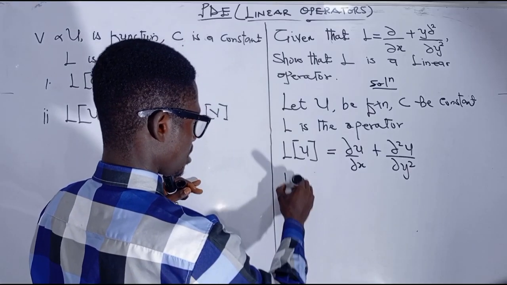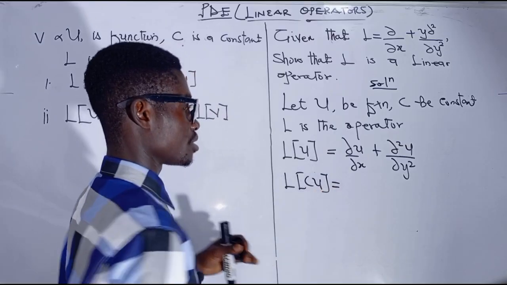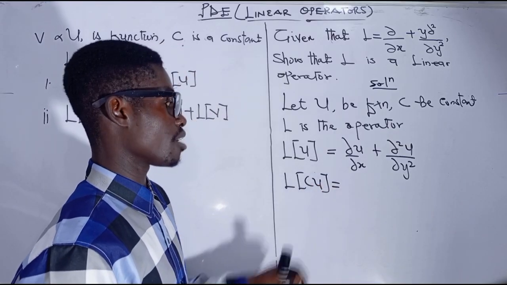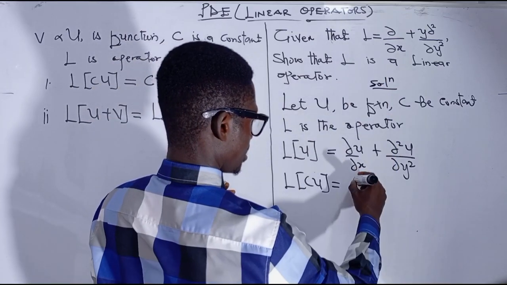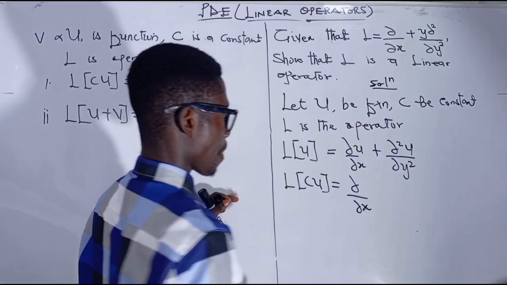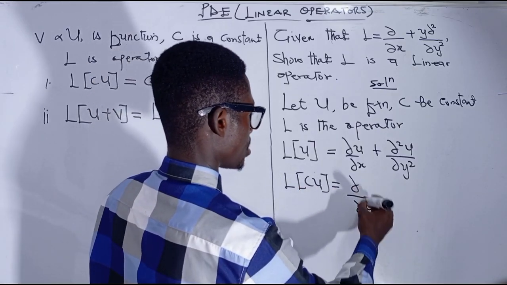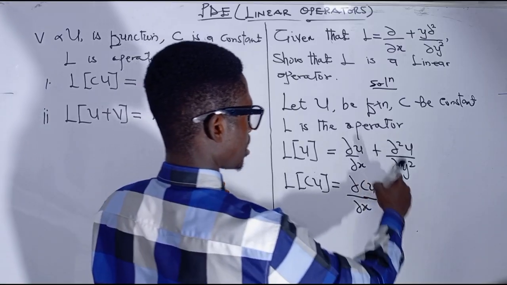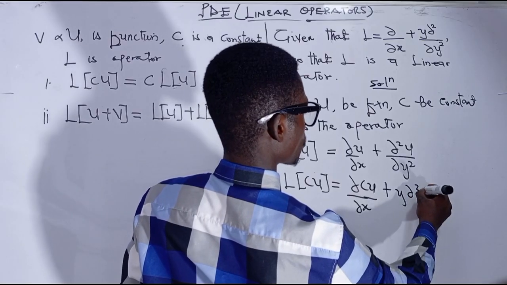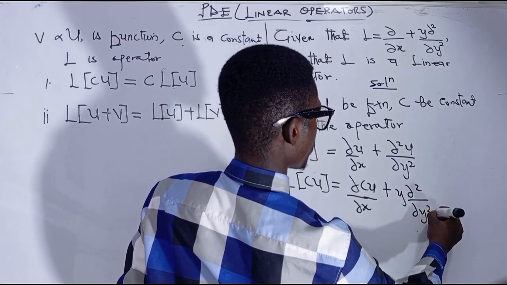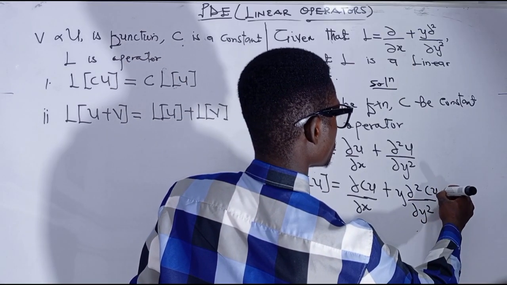Then we move on to L operating on cu. We said that c is our constant and u is our function, and L is the operator. So our operator is del x operating on cu. We attach cu to the operator, so we have c and then u, plus del square del y square. We are just going to attach the constant and the function to the operator, so we have cu.